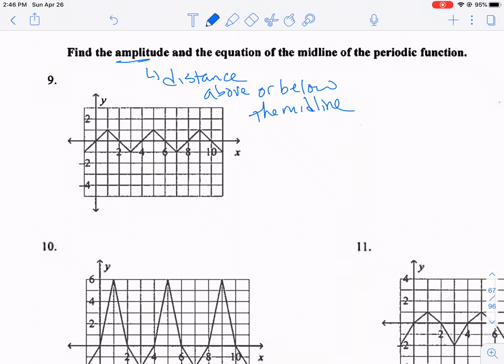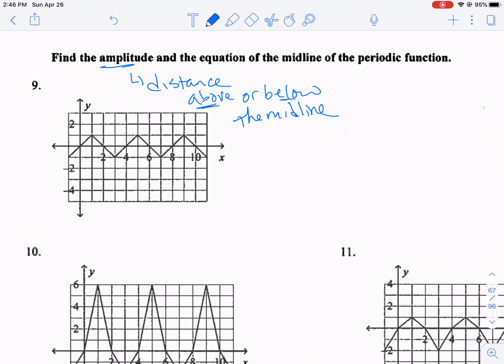Now I say a distance above or below because those are the same thing. It's going to have the same distance above as it does below. The midline is just the middle of the graph. So if we look at number 9 here, this is a pretty obvious midline. That midline is right there on the axis. So here the midline is y equals 0. The amplitude is how far above the midline it travels or below, and notice those are the same thing. So it goes from the midline up to a max height of 1 or down to a minimum height of -1. The distance there is 1. So it travels 1 above or 1 below the midline.